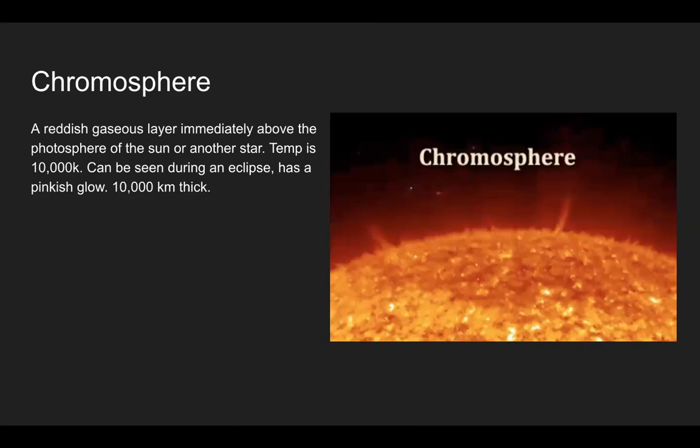So the chromosphere, a reddish gaseous layer immediately above the photosphere of the sun or another star. Temperature is 10,000 Kelvin. It can be seen during an eclipse and has a pinkish glow. It's 10,000 kilometers thick, and the chromosphere is hotter than the photosphere. If anyone's ever seen pictures of an eclipse, it looks like you're seeing the border of the sun, but in reality, as you said, you're seeing this layer we normally never see. It's pretty big.